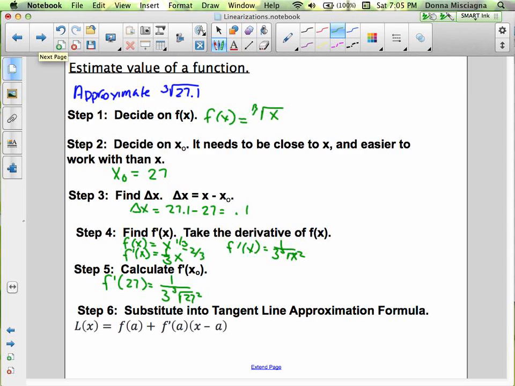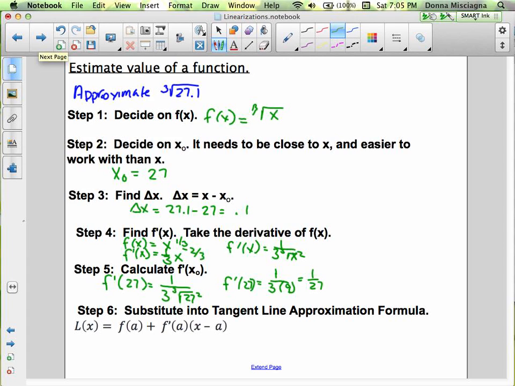All right, so that's going to be, oops, somehow we lost the 7. 1 over, and that would be, so the cube root of 27 is 3, and 3 squared is 9. So that's going to be 1/27.